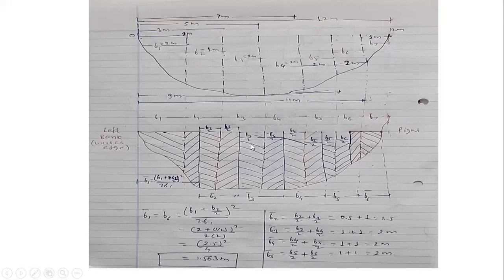So B3 bar is equal to half of B3, the left hand side, plus half of B4, that is the right hand side. So on the left how much was there? 2 meters. Half of 2 meters is 1 meter. And on the right hand side how much is there? 2 meters. Half of it is 1 meter. This is 1 + 1, that is 2 meters, the average width for the B3 segment.